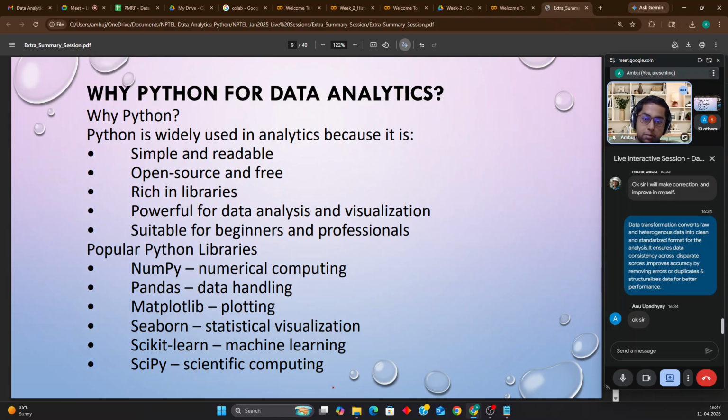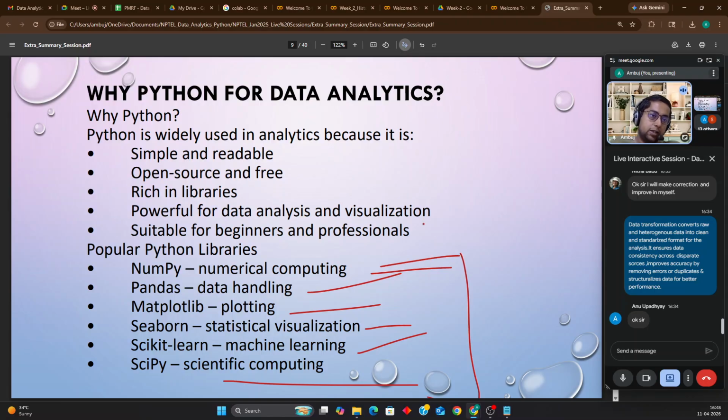NumPy is for numerical computing, Pandas is for data handling, Matplotlib is for plotting, Seaborn is for statistical visualization, Scikit-learn is for machine learning, SciPy is for scientific computing. Try to keep it in your brain where you will use which particular library. Many times in real world problems, all are used at once, all imported in one single line.